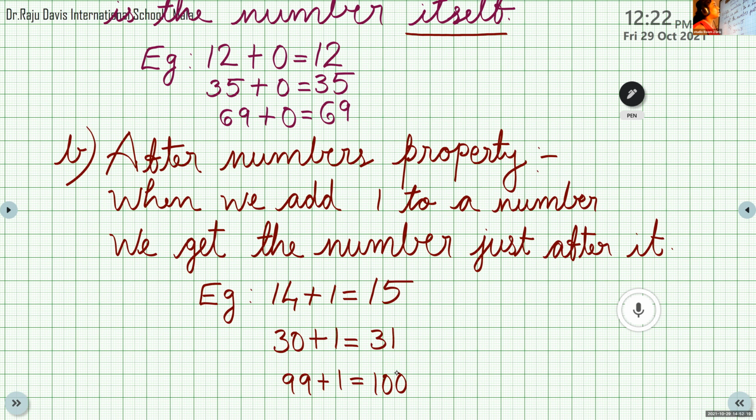Ivania Rose, please unmute. Yes, ma'am. Have you completed? One more example. Which example are you going to write now? I wrote 3 examples. Which is your example? 50 plus 1. 50 plus 1 equal to? 51. Okay, correct.